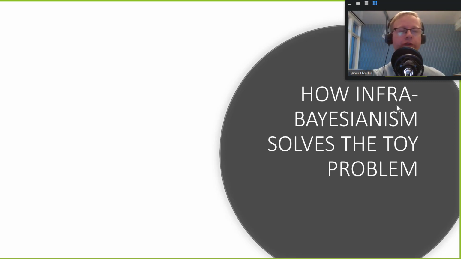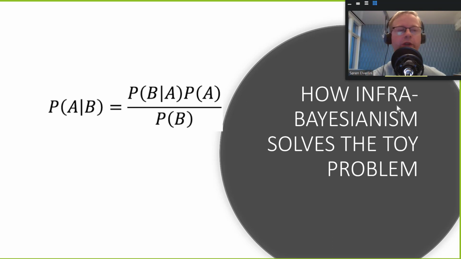Okay, so now we've seen that classical learning cannot solve this problem with the hypothesis that we have a finite state machine generating the input, when it's actually generated by something that is not a finite state machine. So let's have a quick look at Infra-Bayesianism.